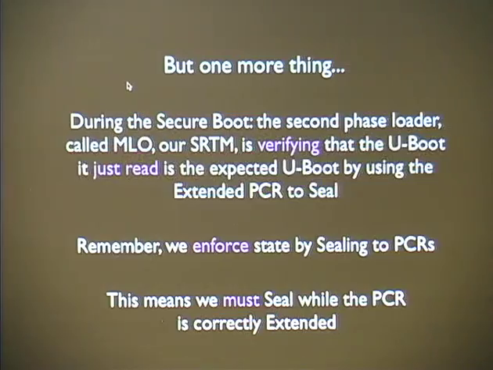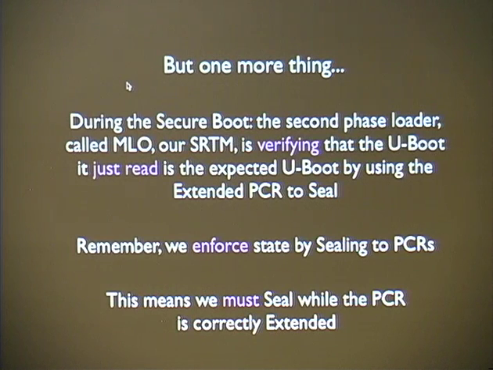So, all right, now it's kind of a little bit more obvious. Before we can secure boot, we have to seal a blob for U-boot. But one more thing. During the secure boot, that second phase loader is verifying the U-boot it just read as the expected U-boot by sealing the extended PCR. So remember, we need to enforce the state by sealing those PCR values. So we cannot unseal unless the PCR values are the same as when we had sealed previously. That means that we must seal while the PCRs are correctly extended.